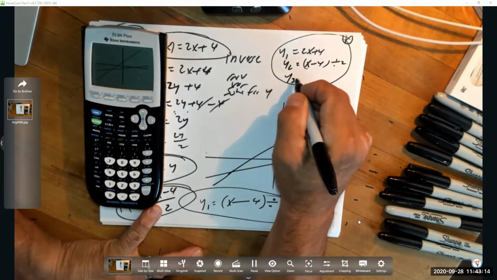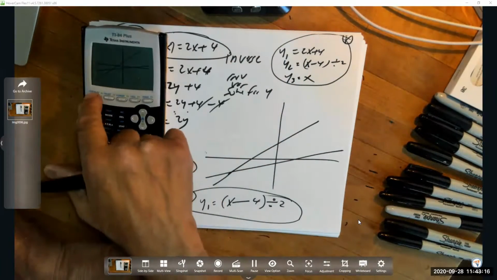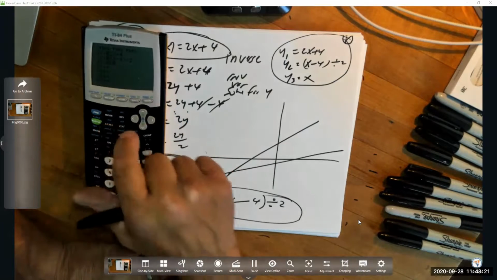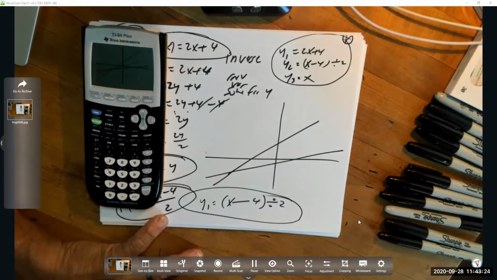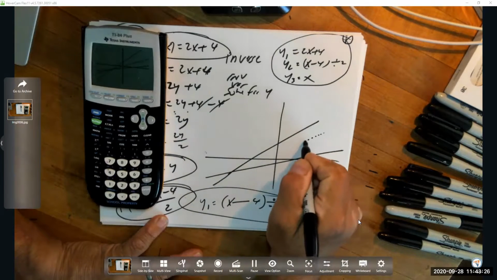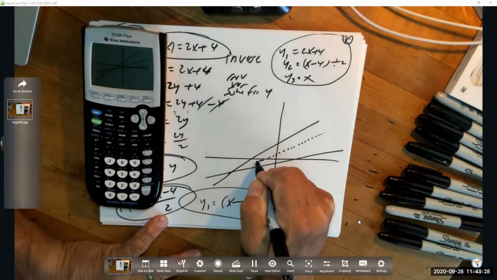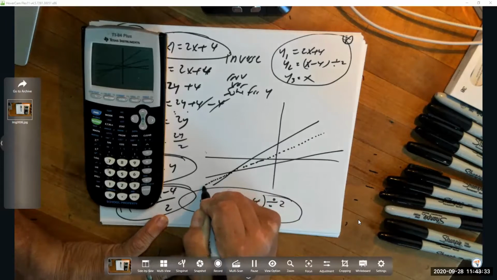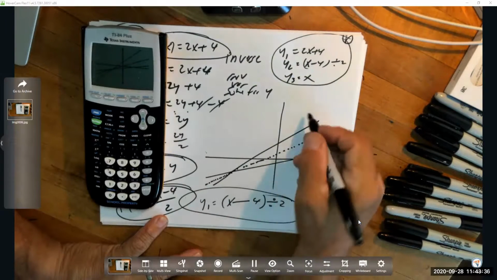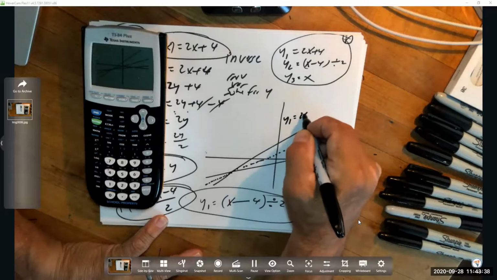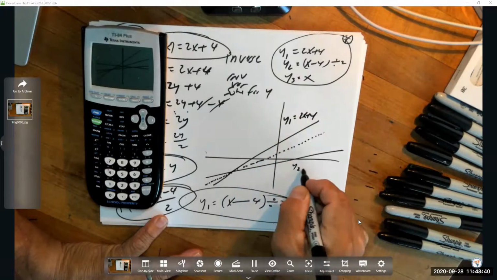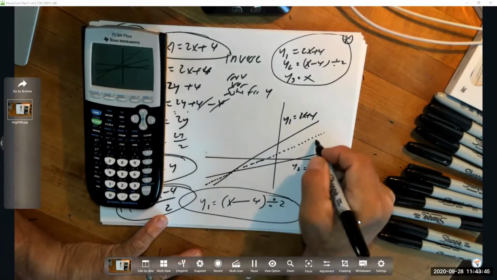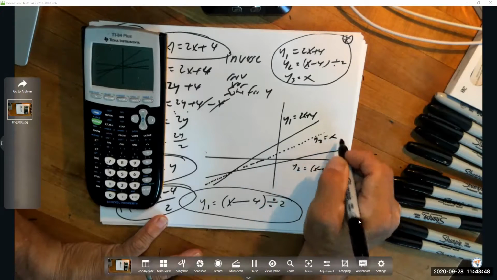And the third one is just going to be regular x. Let's go back here. There you go. X, and then hit graph. And the third one just cuts them in half, right in the middle, and it keeps going. Done. So y1 is 2x plus 4. y2 is x minus 4 divided by 2. And y3 is just x.